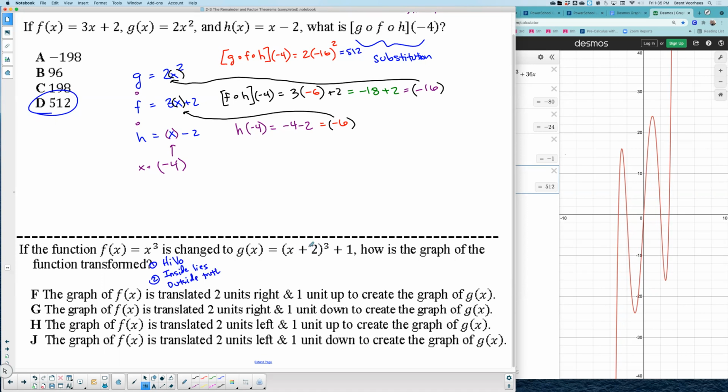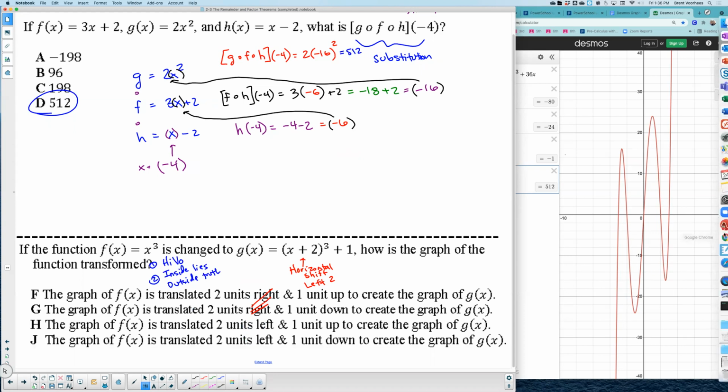So this plus 2 is inside, which means it's inside the parentheses, inside the cube, so it's horizontal. That means left or right. Anytime you add or subtract, it's a shift. And according to this, inside lies. So plus 2 is actually going to go negative 2, which means it'll go on the horizontal axis, left 2. So I can eliminate 2 options that say move. Translate is the same thing as shift. So it needs to go left.